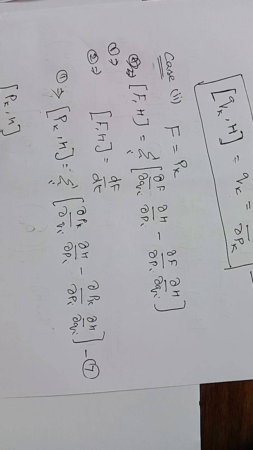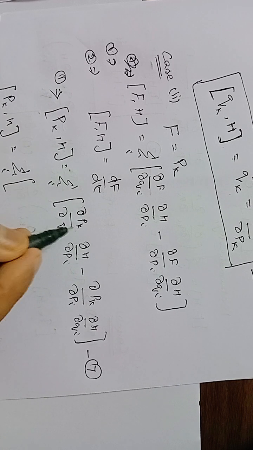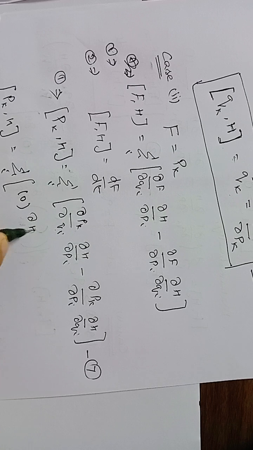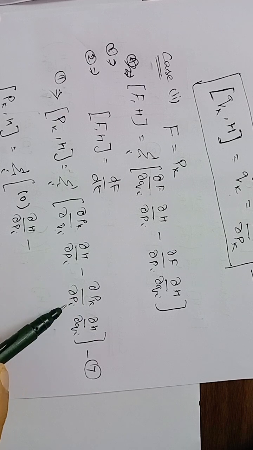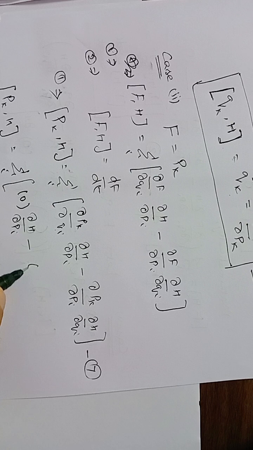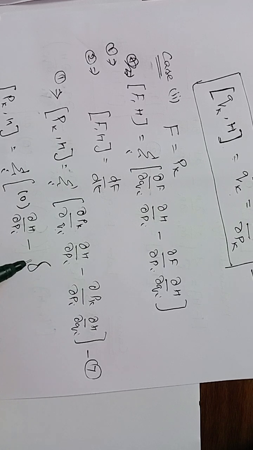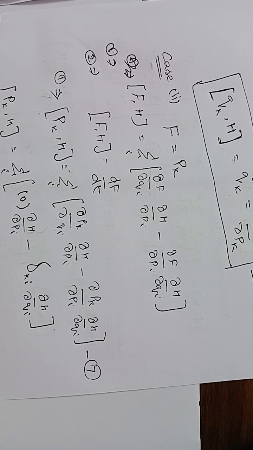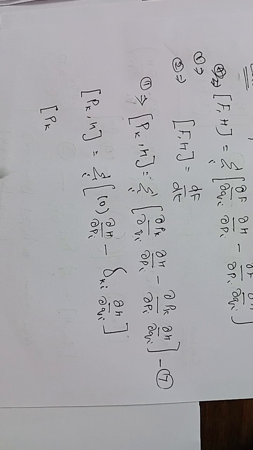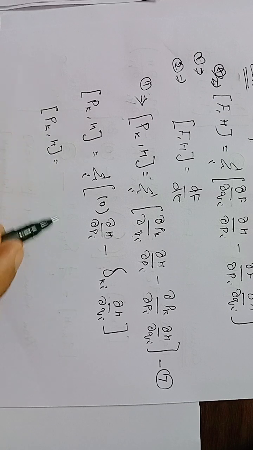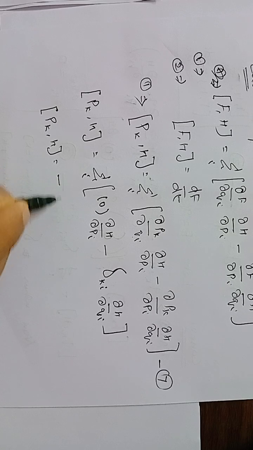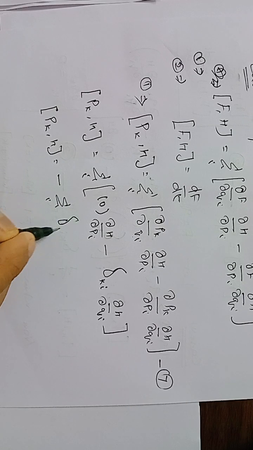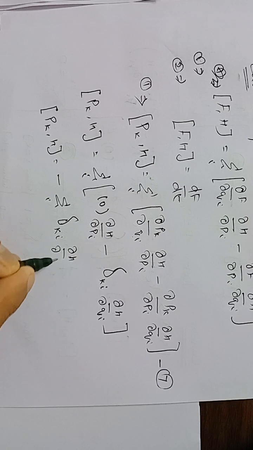Therefore the Poisson bracket of Pk, H is equal to summation over i, this first term becomes 0, minus, here you see this is Pk and Pi, so they are dependent on each other, so it will be represented as the Kronecker delta. Therefore delta ki dou H by dou Qi. Understand now? So the Poisson bracket of Pk, H is equal to, this term becomes 0, therefore minus summation over i of delta ki dou H by dou Qi.